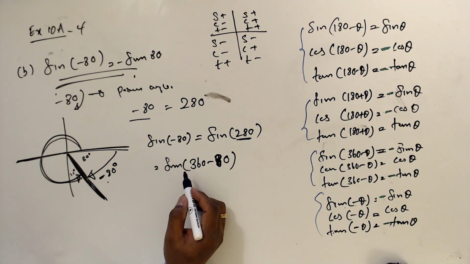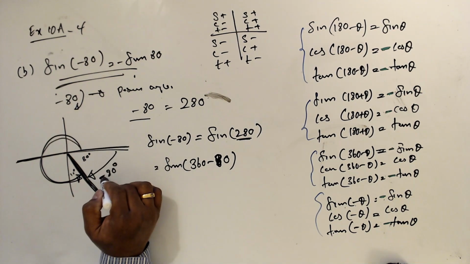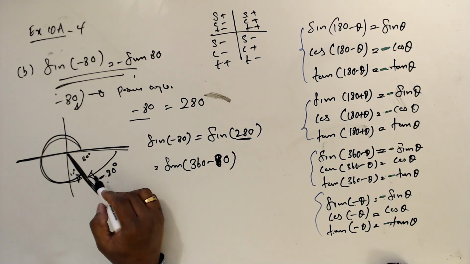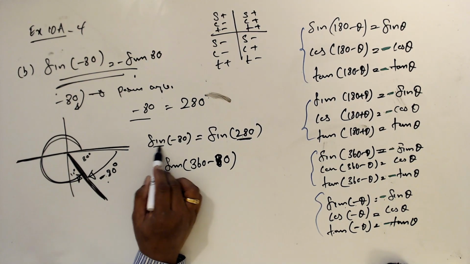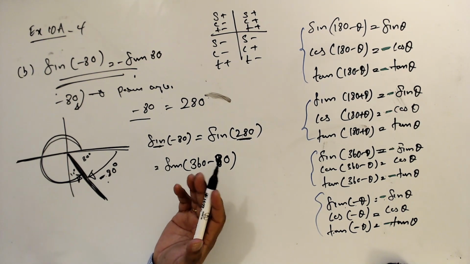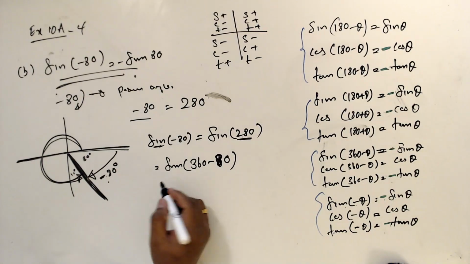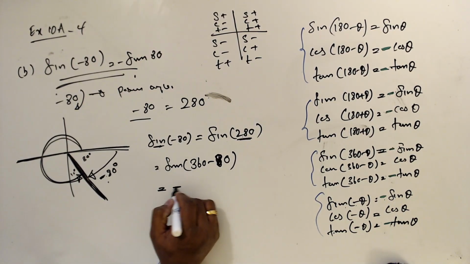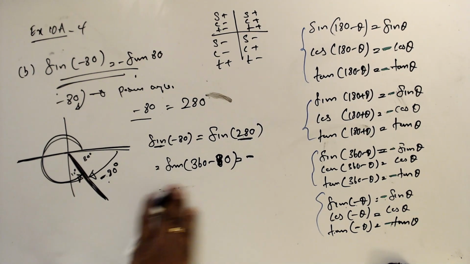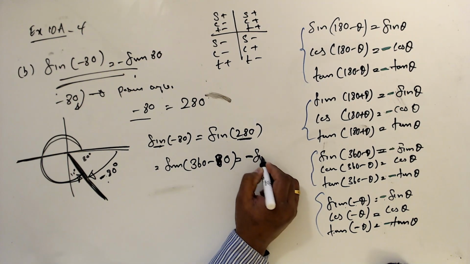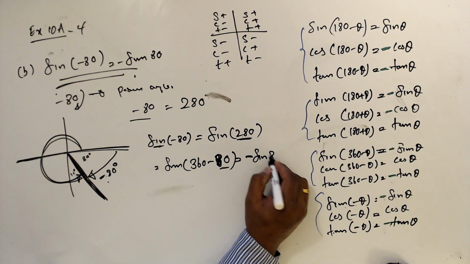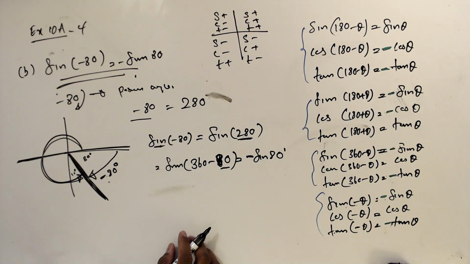Now this minus 80 or 280 angle is in which quadrant? That is in the fourth quadrant. In the fourth quadrant, what do you know about the sine ratio? The sine ratio is negative. Then this value has to be negative. Then I write sine as it is, drop 360, and write with the acute angle, minus sine 80.